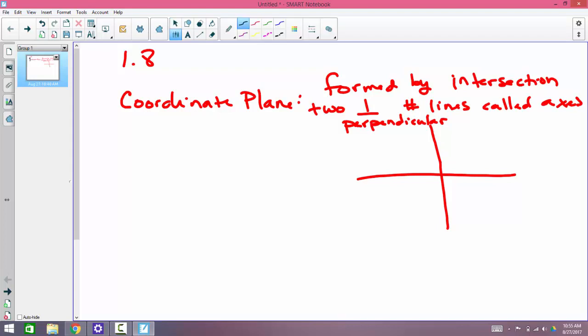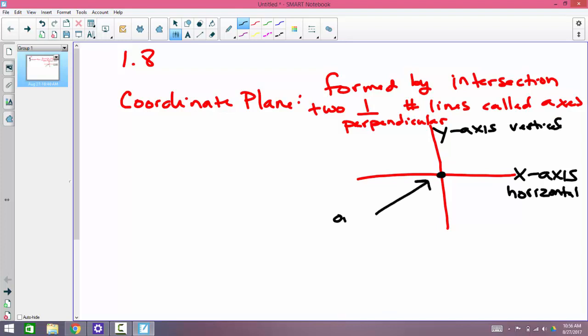All right, so this is the x-axis. It is the horizontal line. And the y-axis is the vertical line. And this special point right here has a special name. It is the origin. And that point is 0, 0.